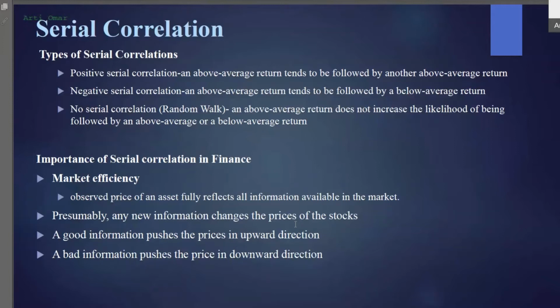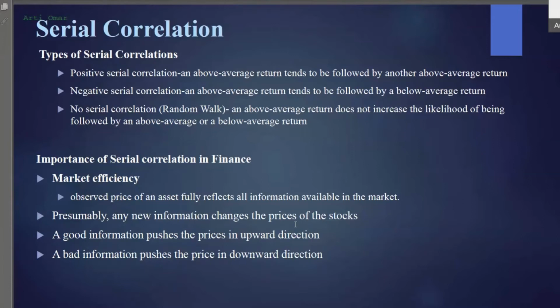Positive serial correlation means that above average returns, or let's say prices, tend to be followed by other above average returns or prices. In negative serial correlation, above average returns or prices tend to be followed by below average returns or prices. Meaning to say, positive correlation means if one is moving in the x direction, the other will also move in the x direction. Whereas negative serial correlation means one will move in the x direction, the other will move in the minus x direction. So this is called negative serial correlation.